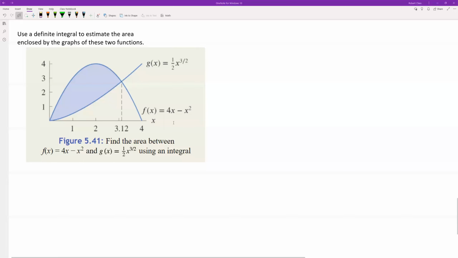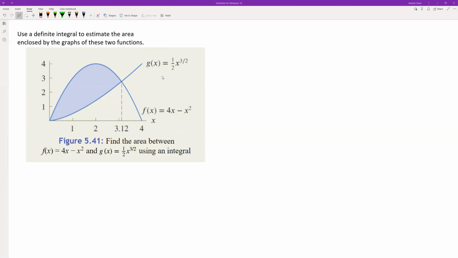All right, so let's look at this example. Use a definite integral to estimate the area enclosed by the graphs of these two functions. Whenever you are looking at areas between two functions, you have to identify which function is on top and which function is on the bottom.